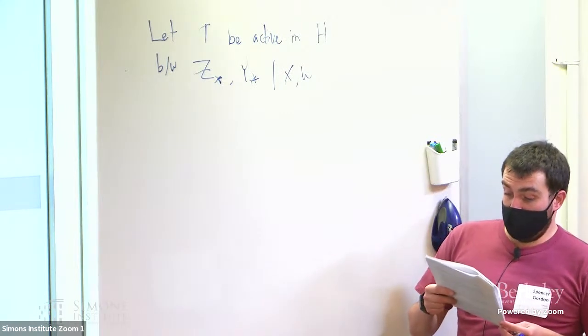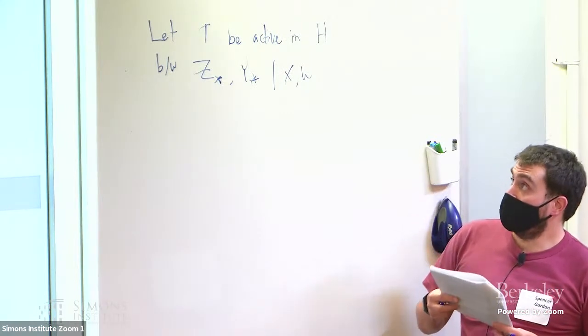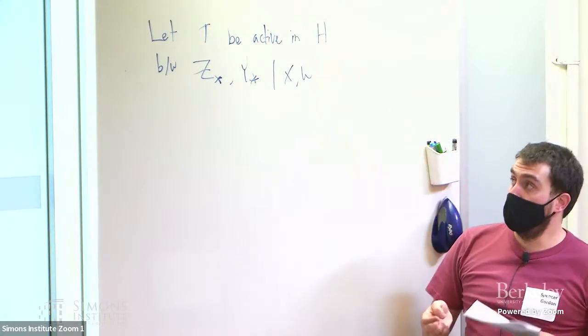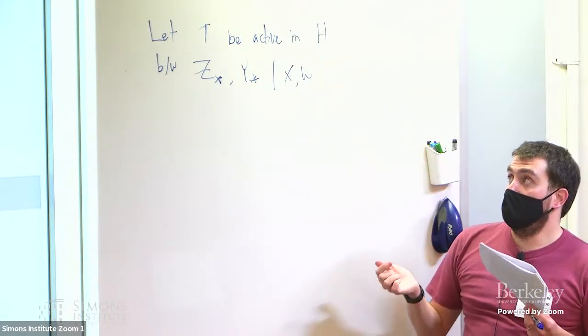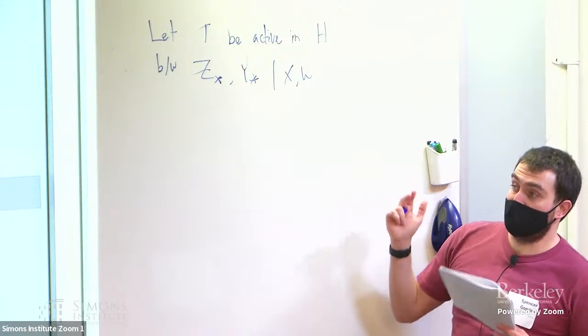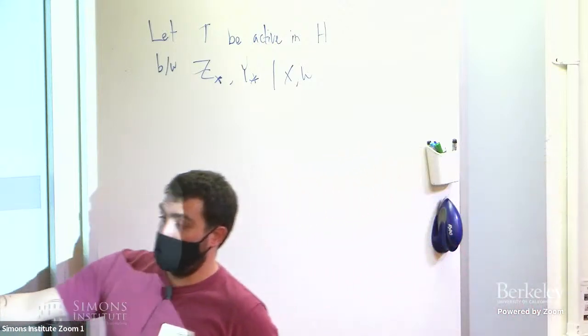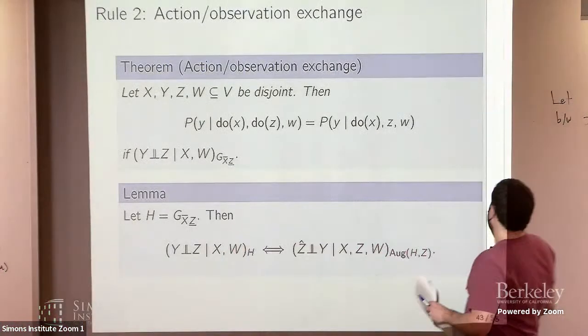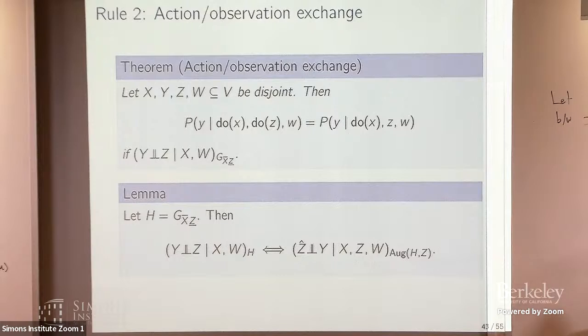The first thing to observe is that this active trail can't pass through any Z vertices, because we're working in this graph H where we've removed all the edges out of Z vertices. And so the only way to pass through any of the other Z vertices is to use it as a collider.